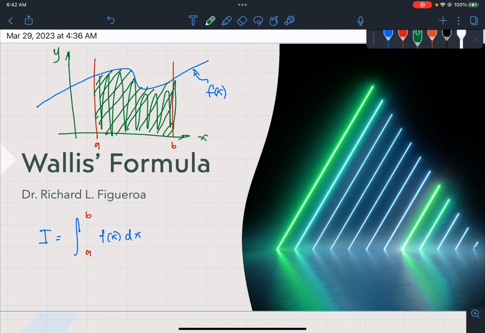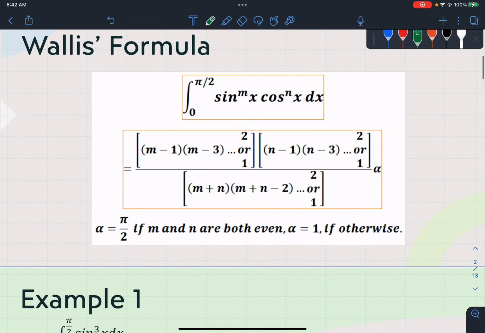The Wallis formula is used for definite integrals. However, it is very particular to the product of sine and cosine. Or it could be just a sine, or just a cosine. In using the Wallis formula, we have to make sure that the integral uses this format. Although we can make this just simply sine or just simply cosine, or a product of sine and cosine, that would still be okay. But again, it's only for sine and cosine. We cannot use it for any other function.